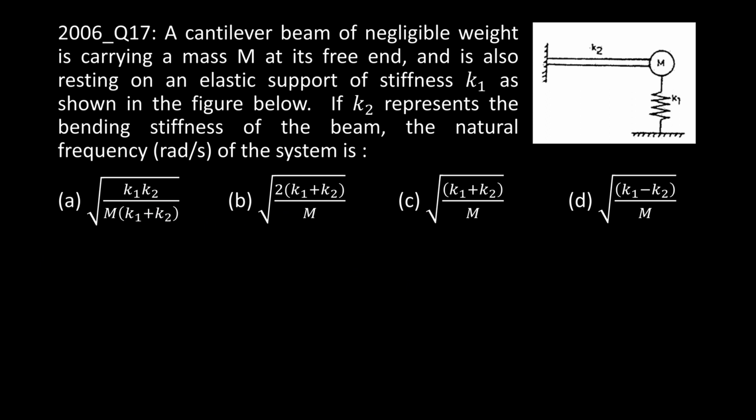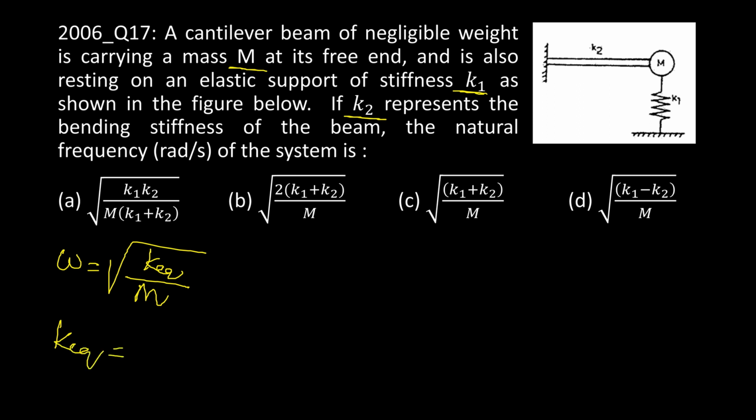A cantilever beam of negligible weight is carrying a mass m at its free end and is also resting on an elastic support of stiffness K1 as shown in the figure. If K2 represents the bending stiffness of the beam, the natural frequency of the system is. We have to find the natural frequency of the system, which is equal to the square root of K equivalent, that is equivalent stiffness of the system, over mass m. Now we need to find the equivalent stiffness for the given system, that is K equivalent.